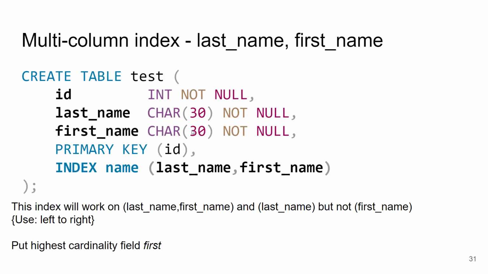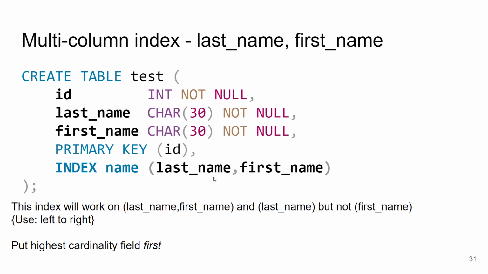Now, you can also have multi-column indexes. Here's a table called test. We have an integer column called ID, that, by the way, is going to be our primary key. We also have a last name and a first name column. Now, the index we're creating here, index name, last name, first name, will work when you're searching for last name, first name, or last name. It will not work on just searching for first name.